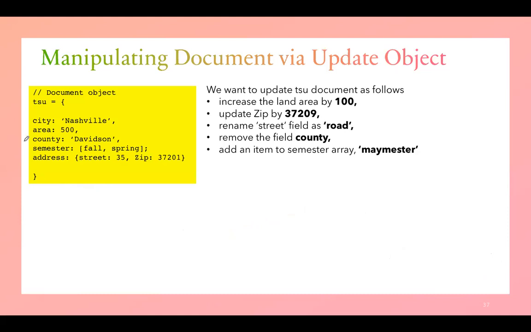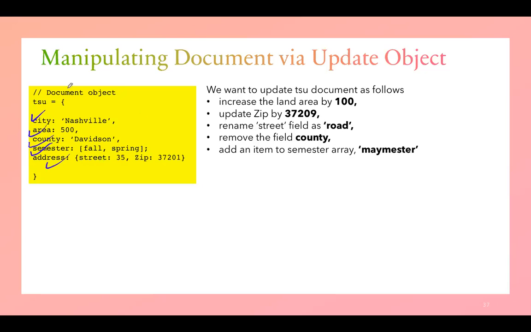Here is a document object, right? Where city is Nashville, area is 500. I don't know how many acres of land we have here. County is Davidson, right? Semesters we offer are fall and spring. We do have summer, and this is the address.